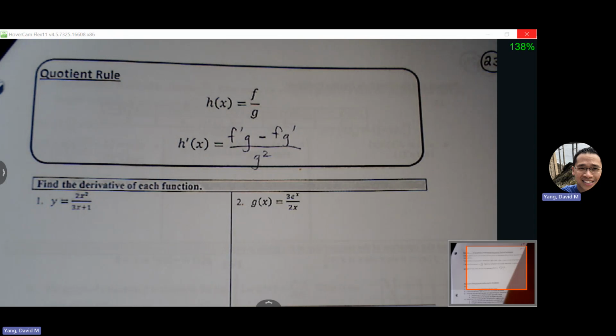So let's try a couple of examples. For one.